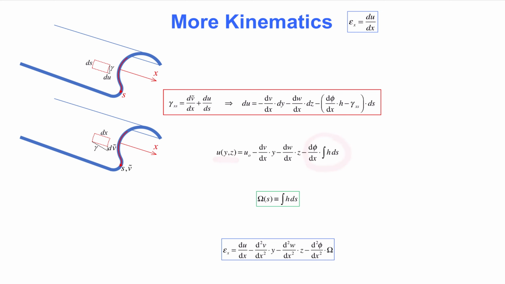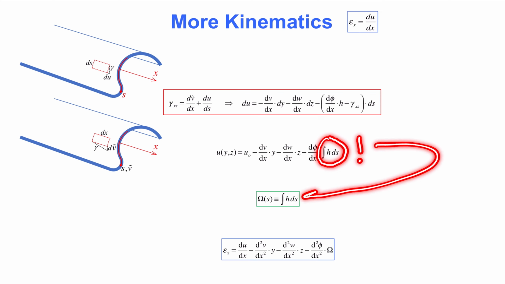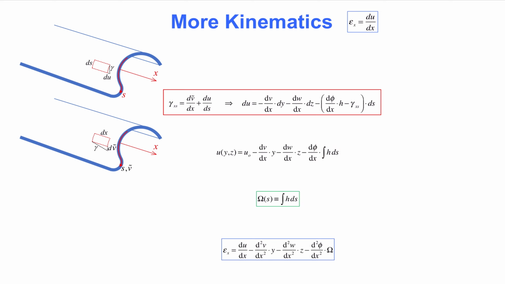Notice that the integral around the cross-section of the distance h appears. It turns out that this is exactly the omega quantity that we compared with a cross-section coordinate a few slides ago. The expression for omega is shown in the green box on this slide. We can now make the following statements.